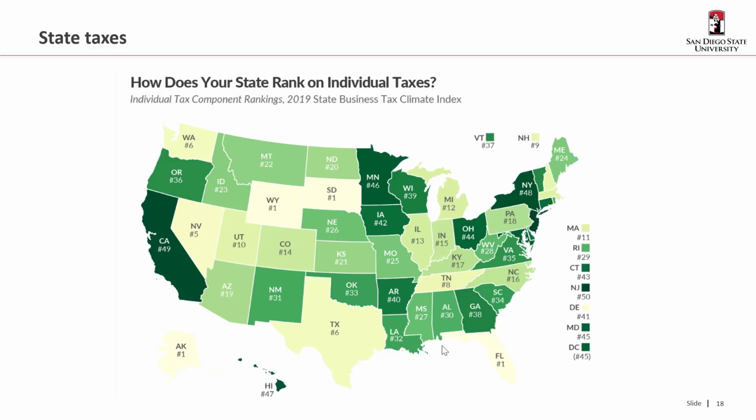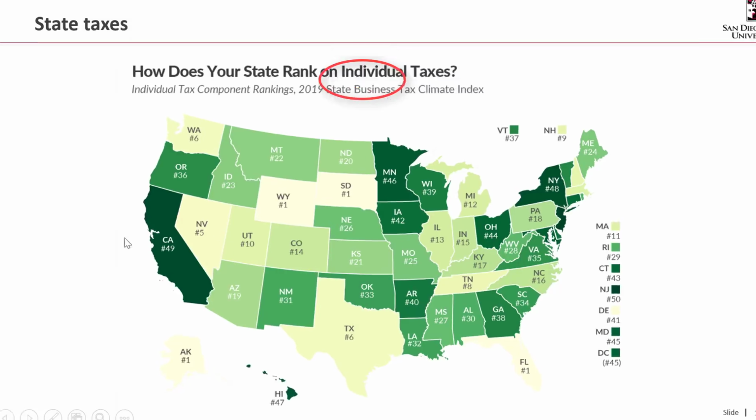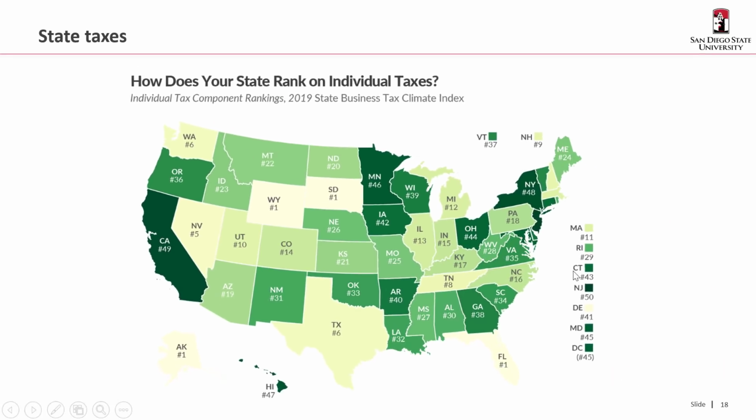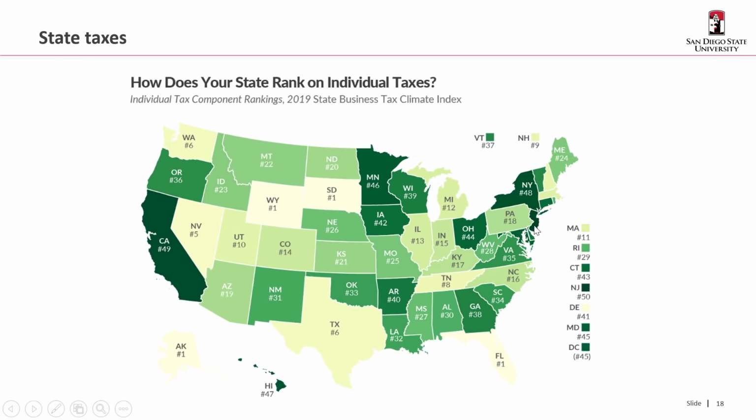So how does California rank on individual income taxes? Well, suffice to say, California is known as being a high tax state. We are ranked 49th out of 50. If you're wondering what number 50 is, it's over here. It's New Jersey.